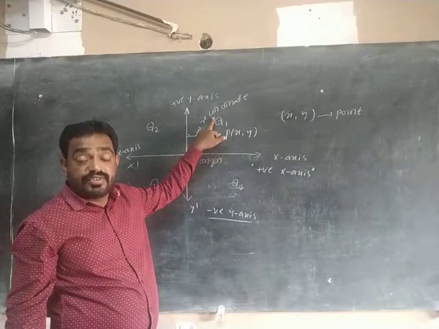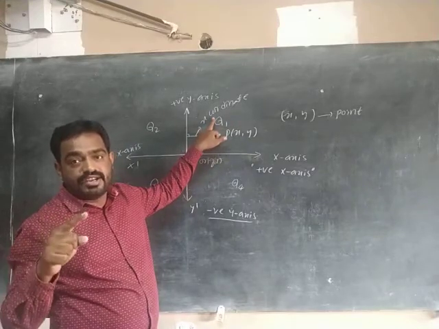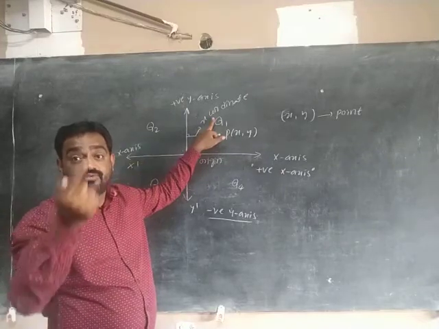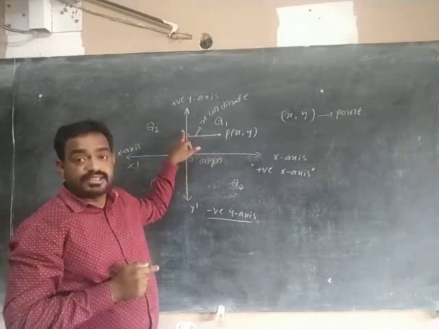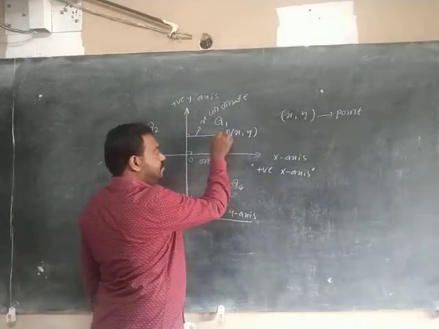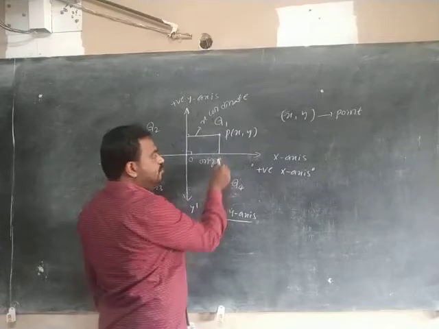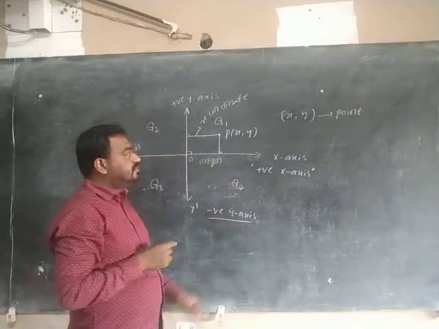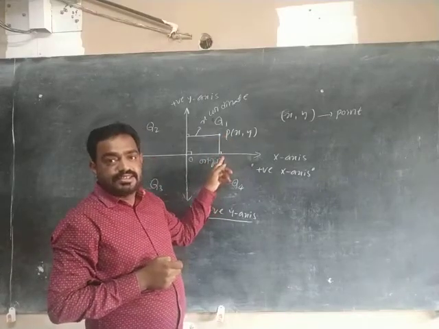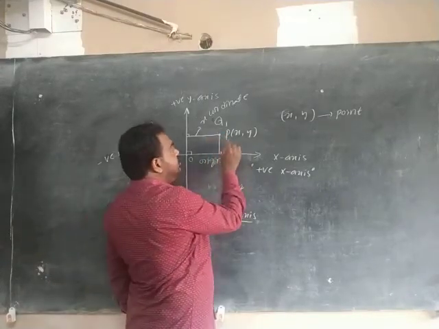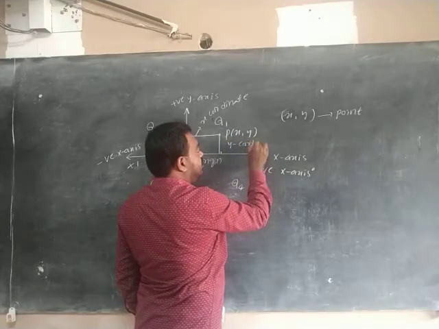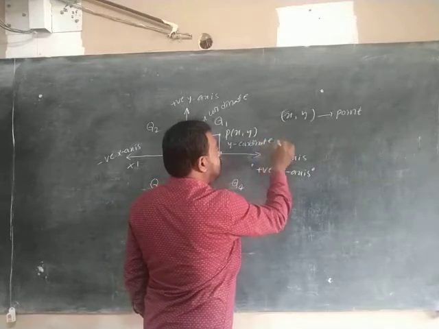Understood? What is the x coordinate? The perpendicular distance from the point to the y axis is the x coordinate. Similarly, the perpendicular distance from P to the x axis is called the y coordinate.